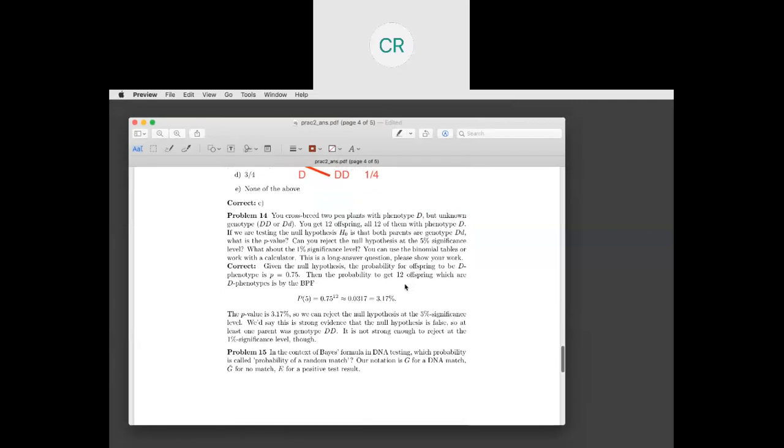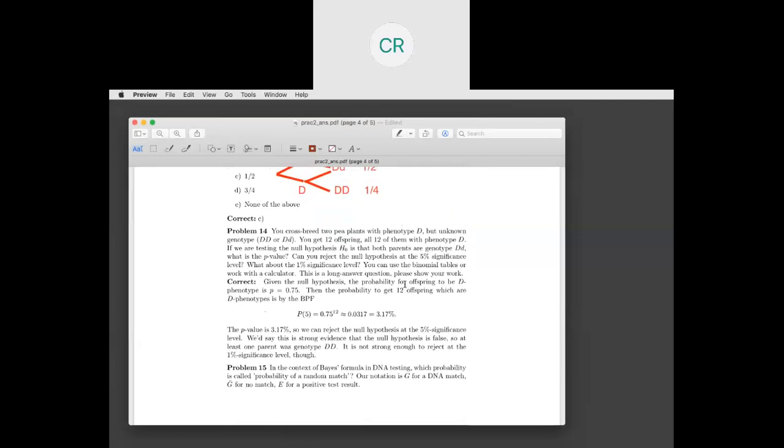Problem 14. This gets actually into really interesting territory. This is where it actually becomes useful. So, 12 offspring, all of them look nice and green. So they're phenotype D. That means genotype is either capital E, or capital E, lowercase d. Let me write that down.